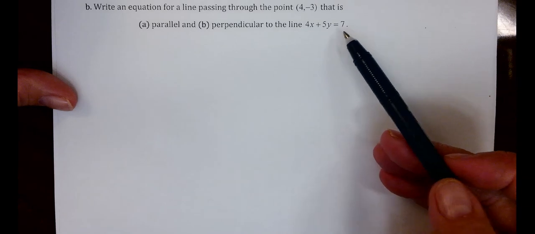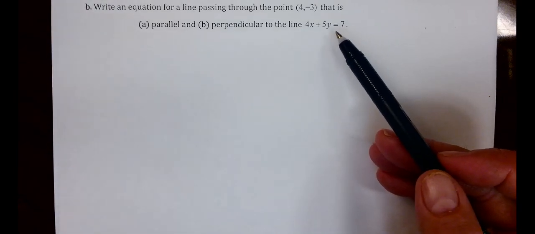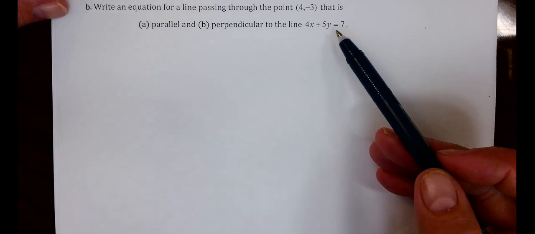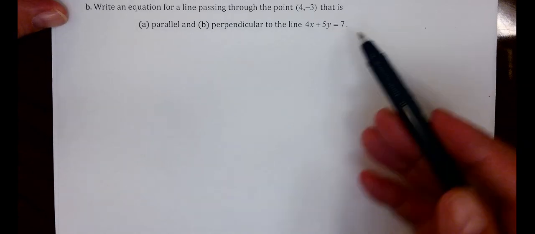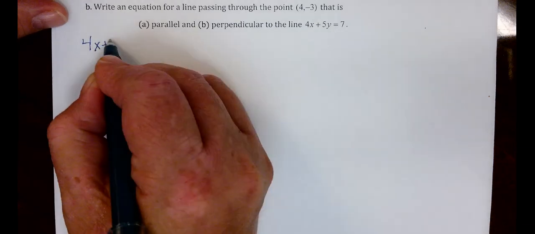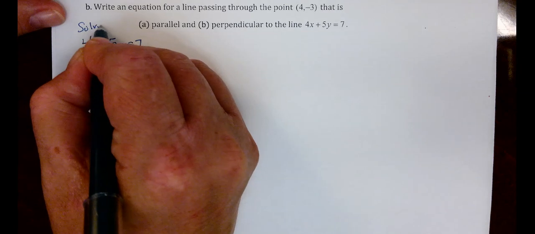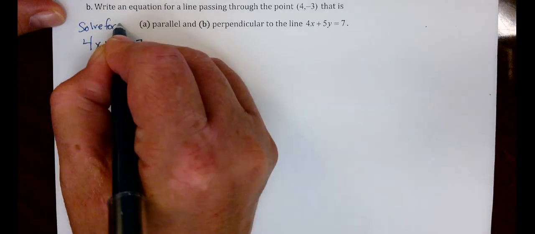We cannot easily do that in this format because it's in standard form. We want to change it to slope-intercept form, so we must solve for y. Let's write this line over here, 4x plus 5y equals 7, and solve for y.